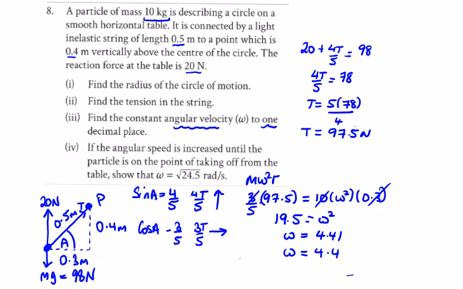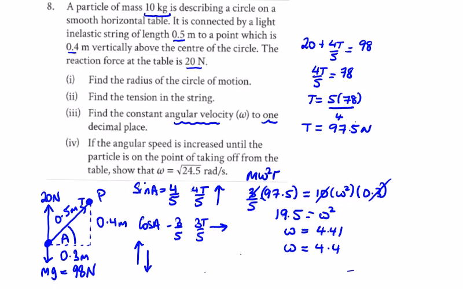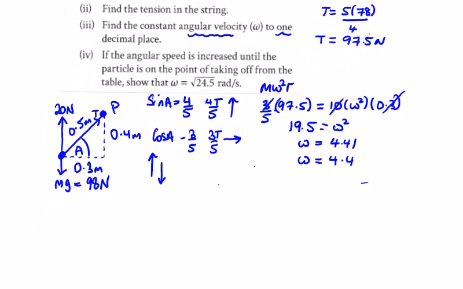So angular speed is increased until the particle is on the point of taking off from the table. So my force in this direction will have to be equal to my force in this direction for it to just be on the verge of taking off, or however they describe it. So I have my 4t over 5 will have to be equal to my 98.